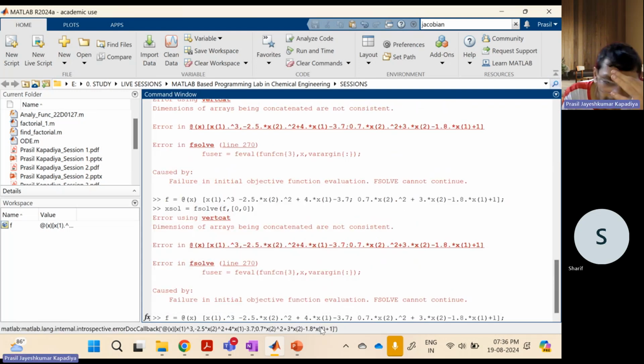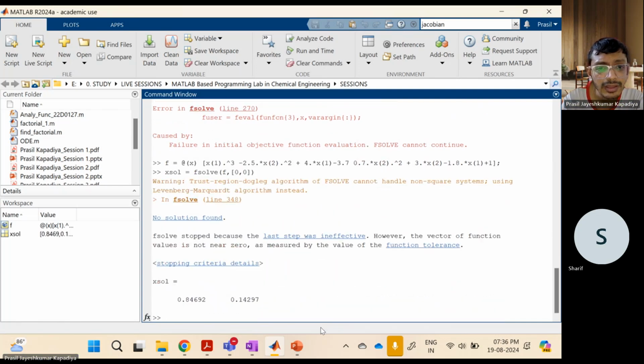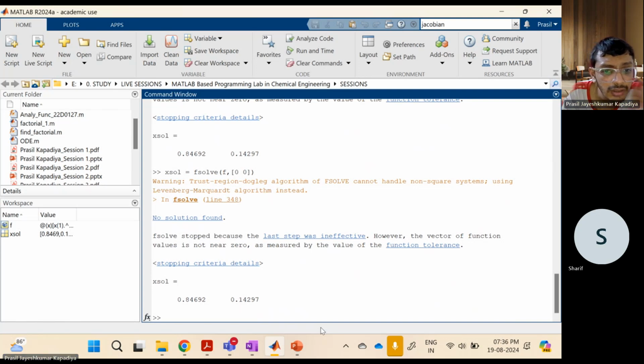Let's try to remove this, but it won't help actually. Yeah, now it's showing the solution 0.85 and 0.14. It's no solutions found. Even it's showing no solutions found. Okay, it is showing no solutions found.